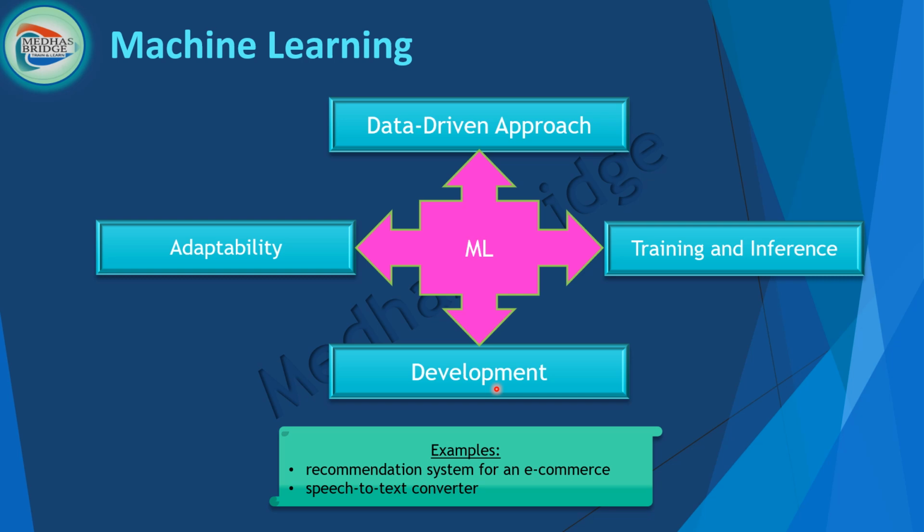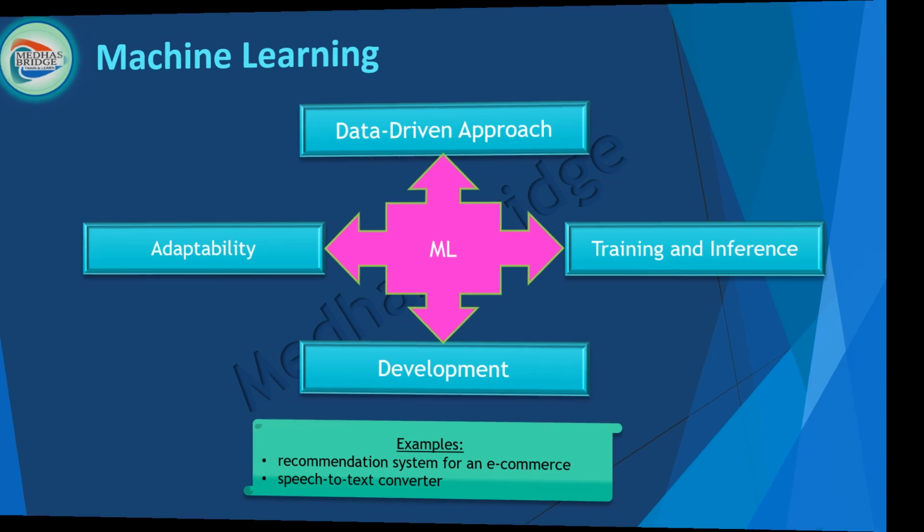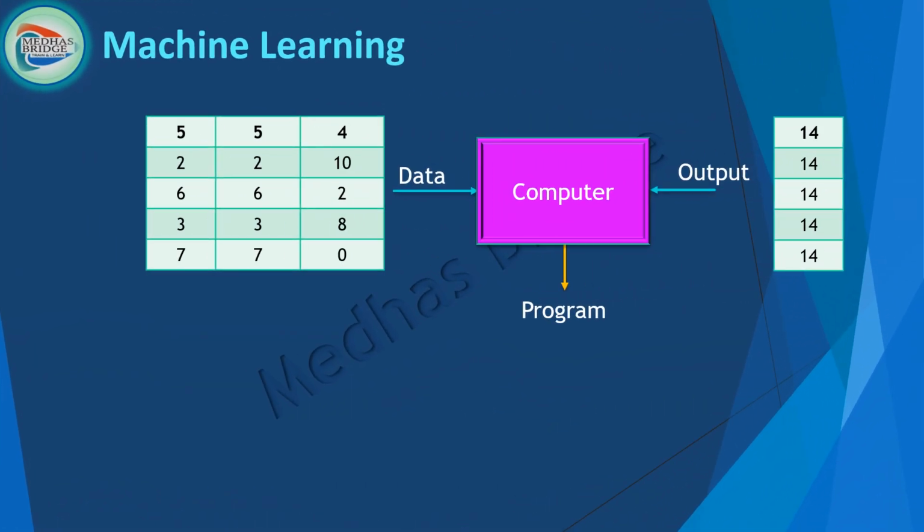This is why machine learning basically addresses four elements: a data driven approach, train and inference, adaptability, and then development. Okay, for instance, a recommendation system for e-commerce solutions where we are using machine learning, and a speech to text converter, and many more. So let's look at this simple diagram which illustrates how machine learning helps you to solve problems.